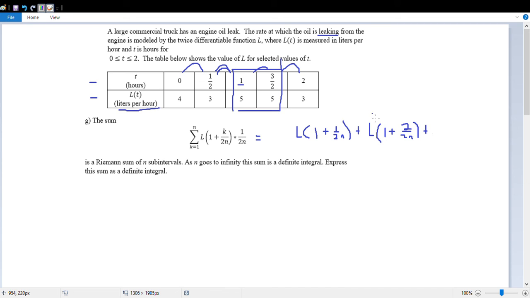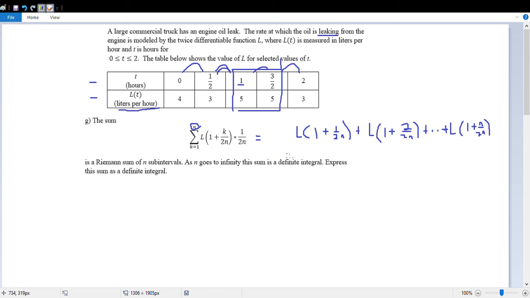I think that's easier to visualize than the sigma. So this is going to keep going. We're going to do L of 1 plus 3 over 2n, L of 1 plus 4 over 2n, all that. Eventually this is going to come down to the end of this sum, which is when k is equal to n. So the last thing we're going to be adding is 1 plus n over 2n. That's going to be the last one that we add.